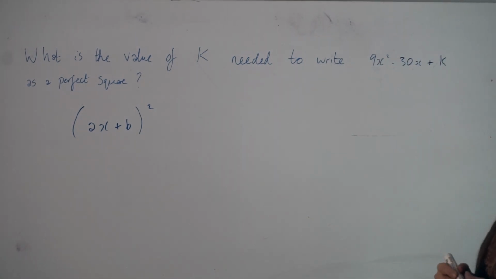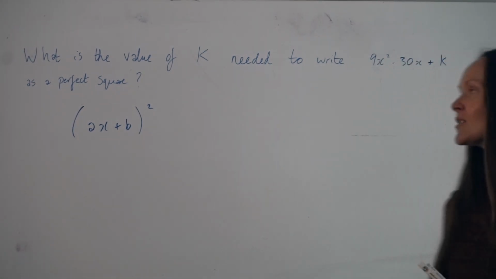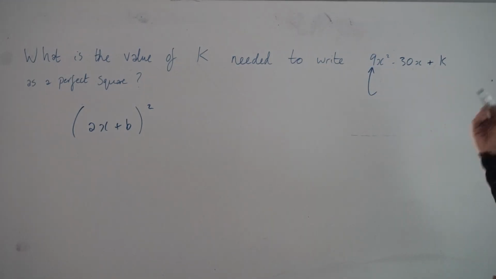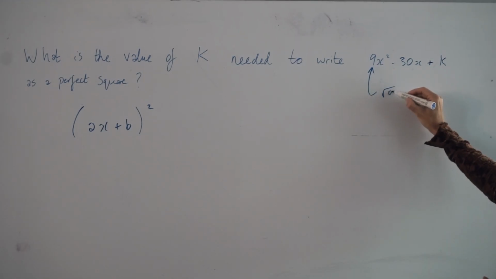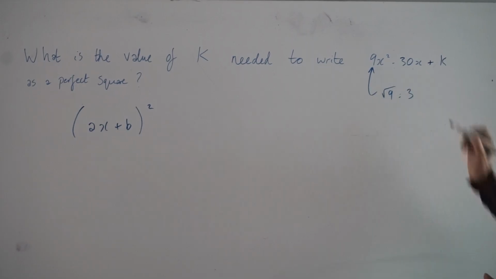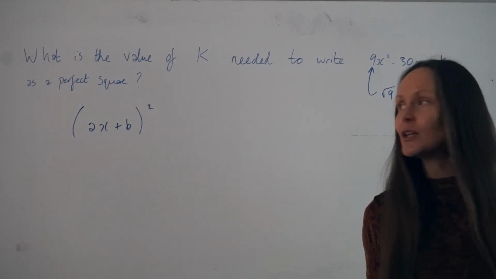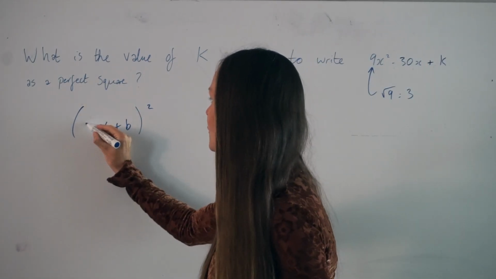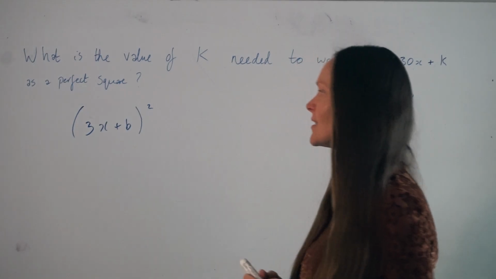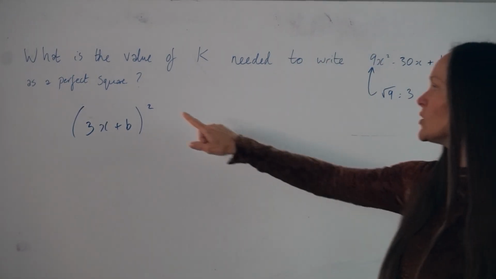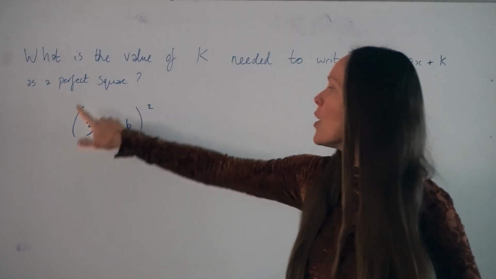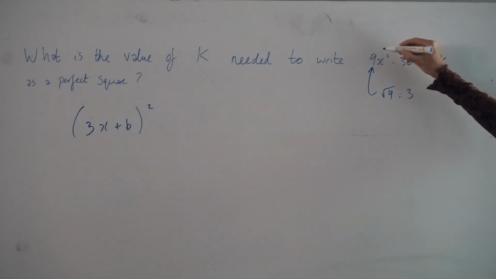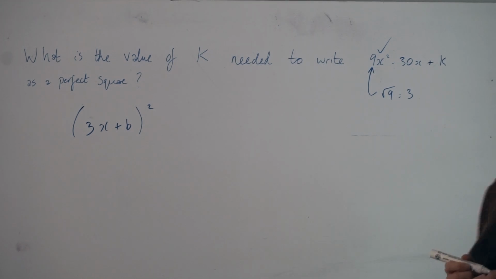To do that, you need to look at the coefficient of x squared in the question, the number being multiplied with x squared, so the number 9, and you need to square root it. The square root of 9 is 3, and that is the value of a. So I'm going to fill that in straight away. We have 3x plus b inside the brackets. If you were to expand these brackets, 3x multiplied by itself gives us the 9x squared, so we're on the right track.